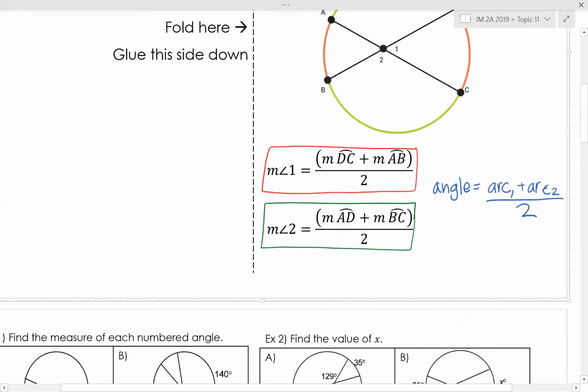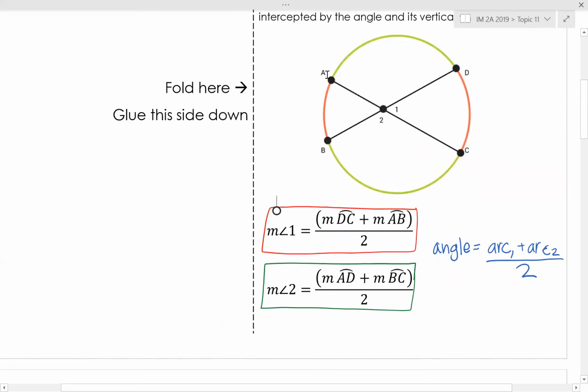So if I look at the circle, this red arc AB and this red arc DC, those are used to find the measure of angle 1. So the measure of angle 1 is the sum of those 2 arc measures divided by 2. It's half of that sum. If I want to find angle 2, it's the sum of the arc measures that are opposite those angles. So arc AD plus arc BC divided by 2 is how I would find the measure of angle 2. In general, I think about it as the arcs that are closest or across from those 2 angles. And so I think about it generally as the sum of 2 arcs divided by 2.